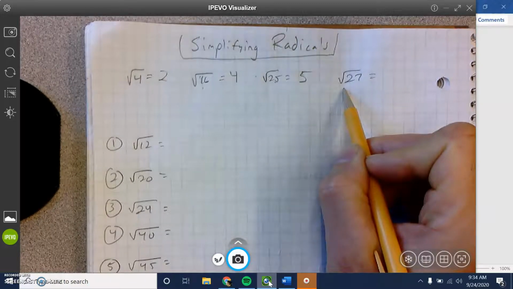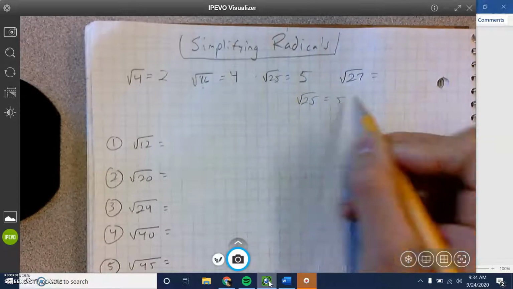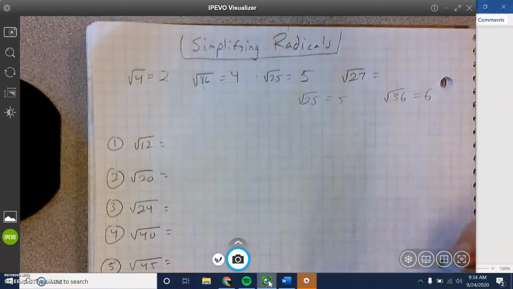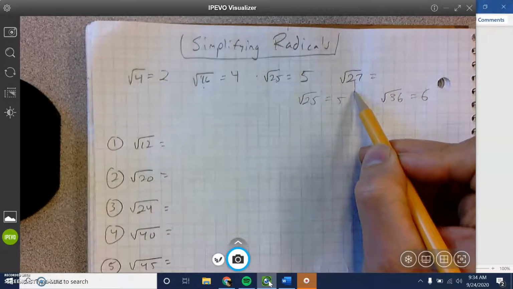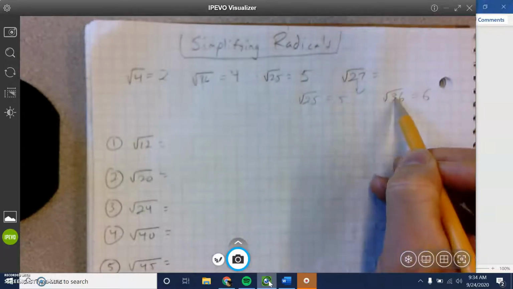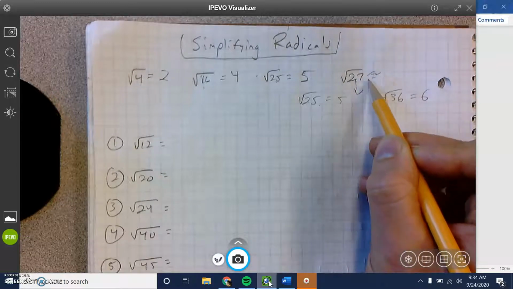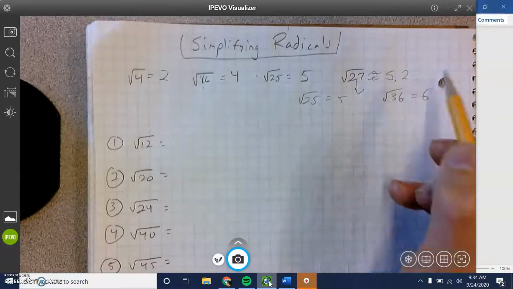I have no idea. Well, I know the square root of 25 is 5, and the square root of 36 is 6, because 6 times 6 is 36. 27 is between 25 and 36. It's closer to 25, so it was like about 5.2 something. I don't know.